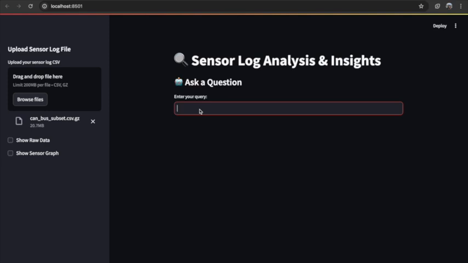I have created a UI using Streamlit where user can upload a sensor log file and then can query on the graph generated by this log file, such as find the shortest path from the front left wheel speed to battery level, or which sensor has the highest failure rate, and then it gives out the output.